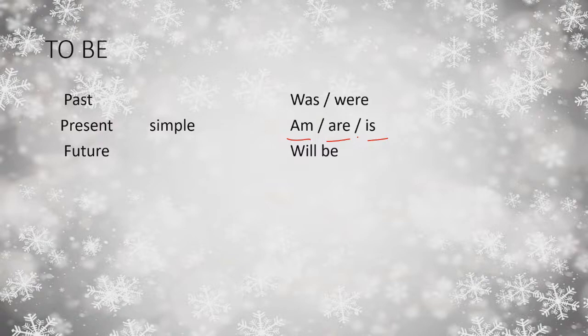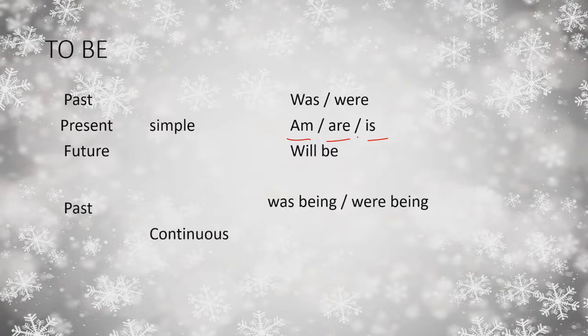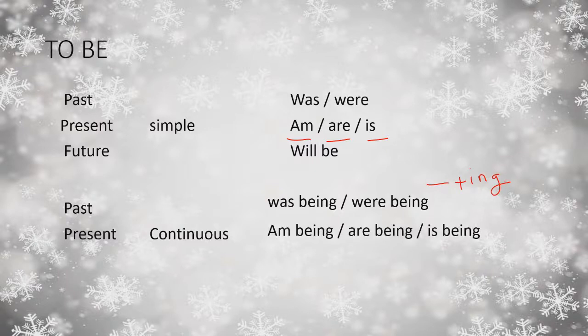Now, we move to the continuous. The past continuous. The verb to be in the past continuous has two forms, was being and were being. The present continuous has three forms, am being, are being, and is being. In the future continuous, the verb to be has only one form, which is will be being.